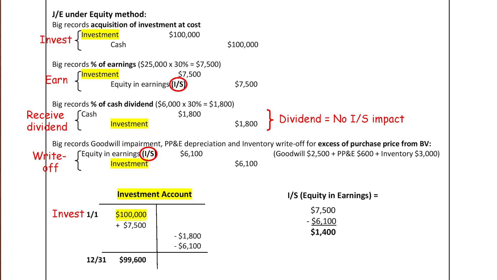When the investee earns money, that is recorded as earnings of $7,500. So that earnings is debited to the investment account. So the investment account increases and it also has an impact, an increase on the income statement, equity in earnings. So right there, earnings of $7,500 under the income statement.